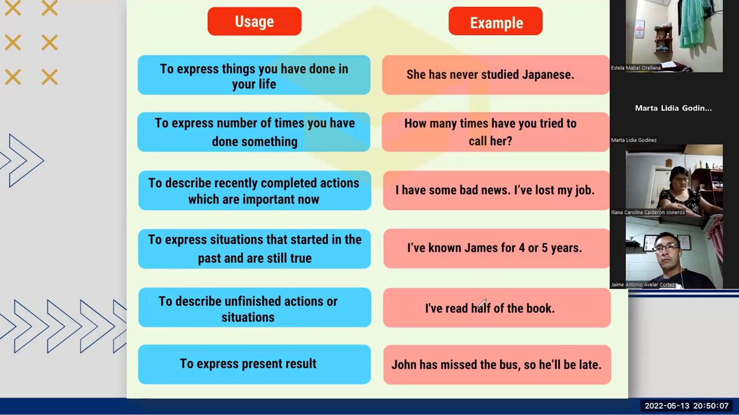Like, I have studied half of my course, okay? Or I have studied, I was gonna be saying another example and I don't remember.